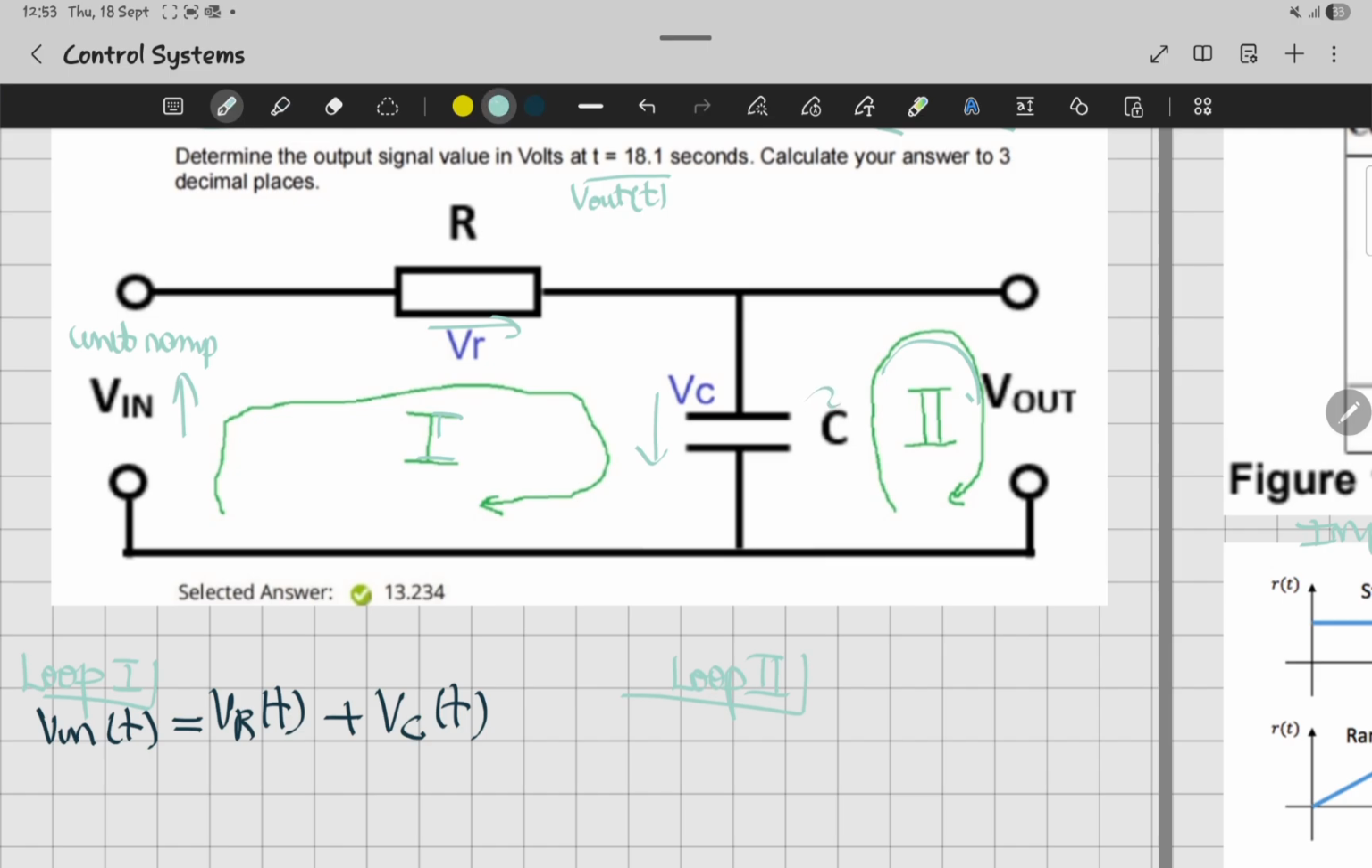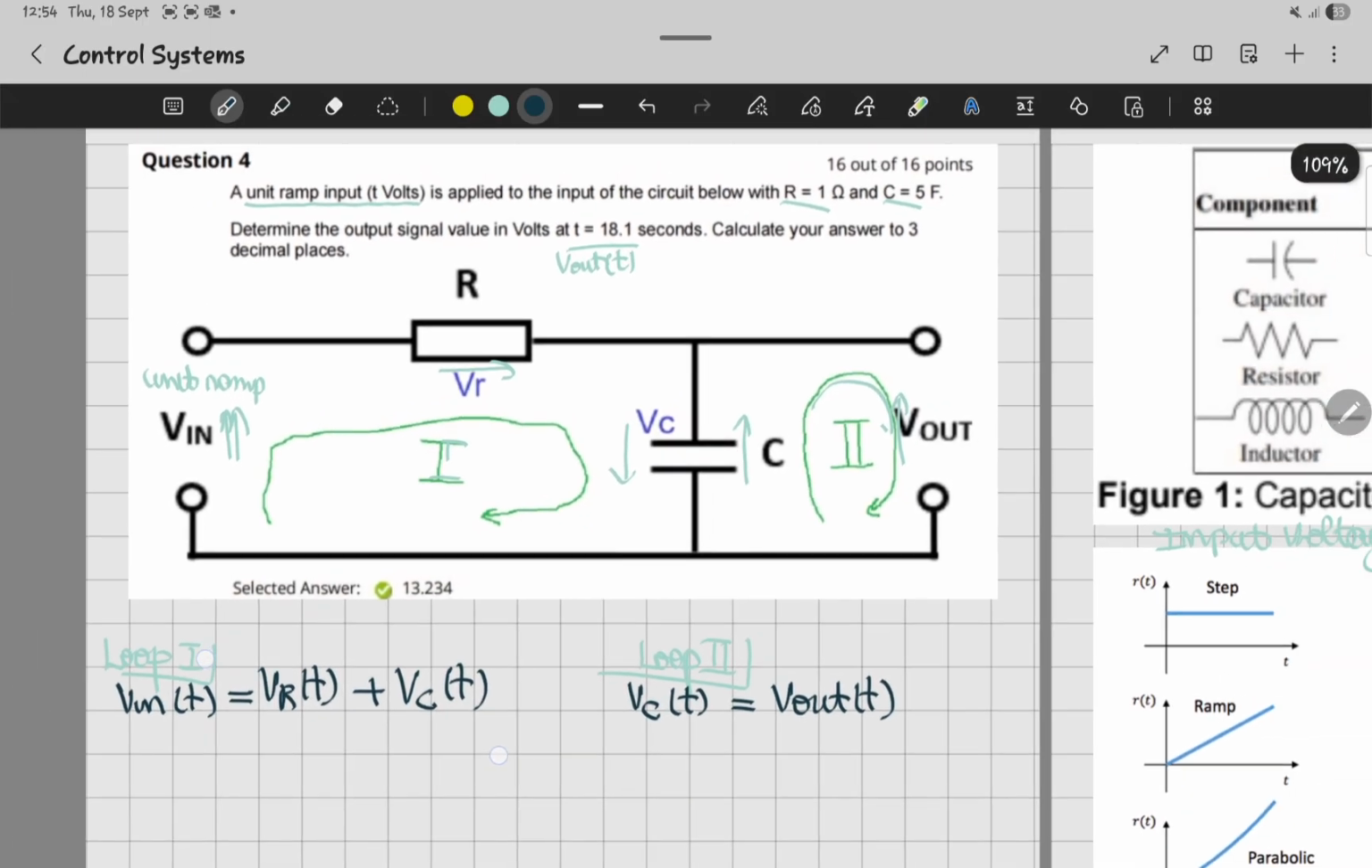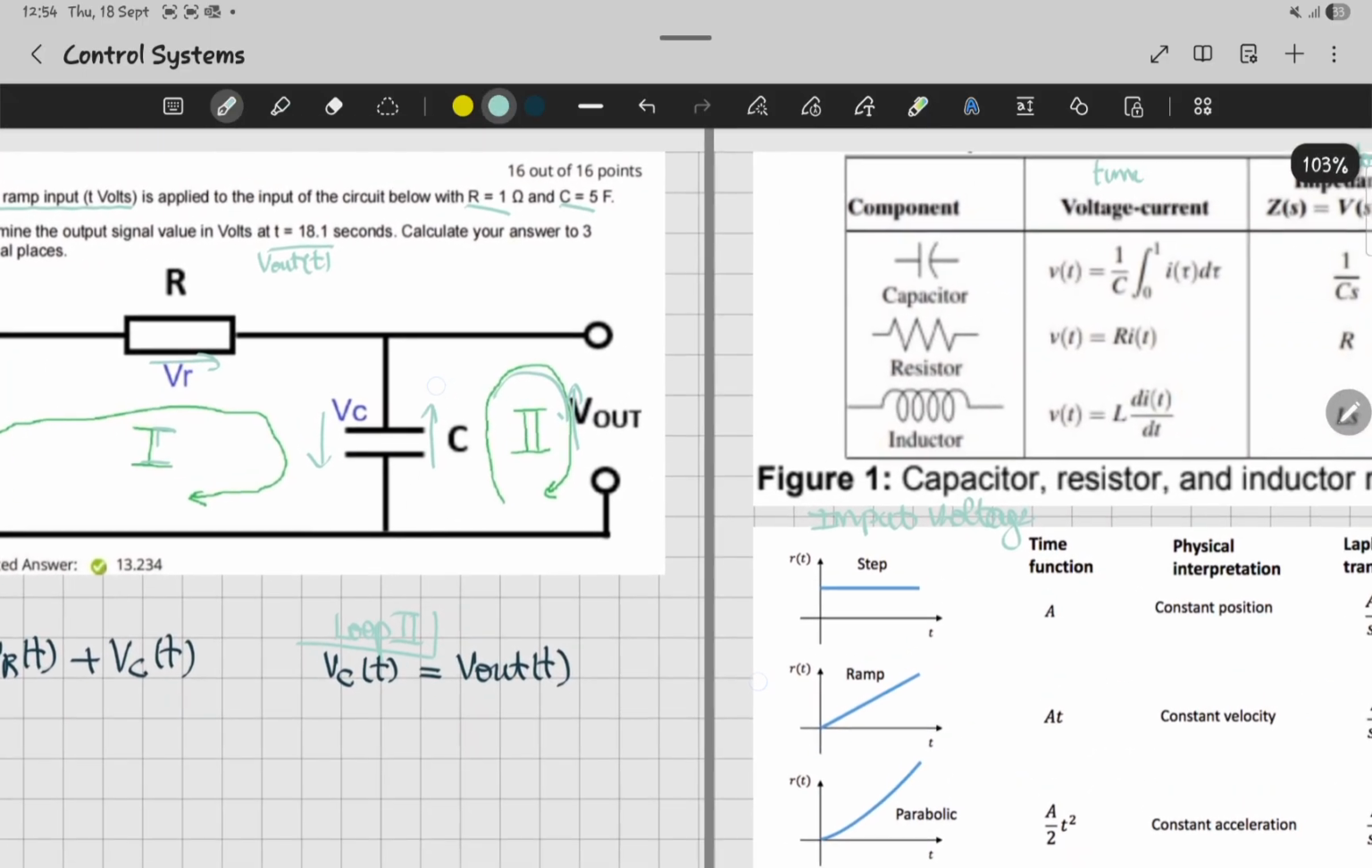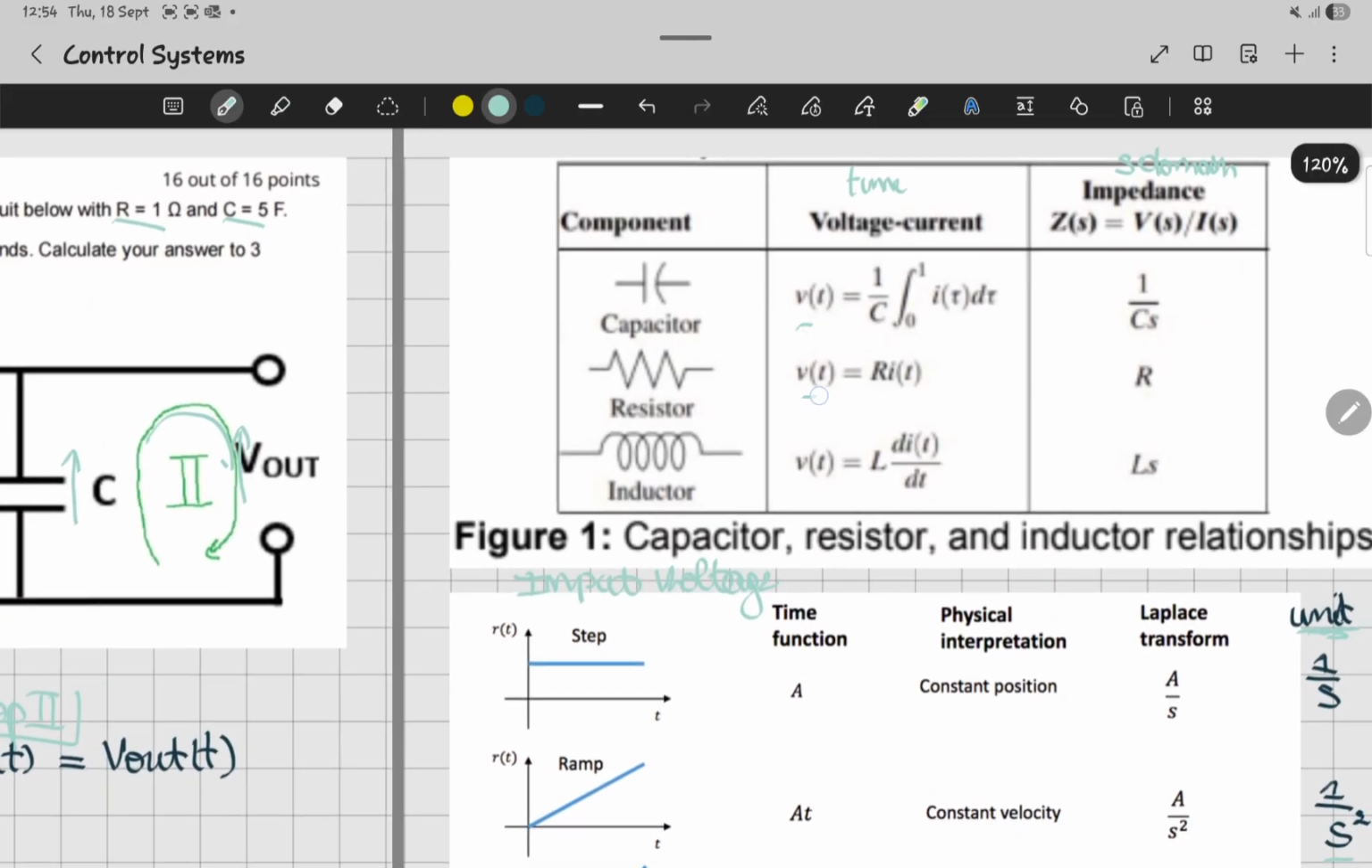The input voltage equals the sum of the voltage across the loop. On the second loop we don't have any input voltage, only the output voltage, and they are in parallel. So the voltage across the capacitor equals the voltage across the output. We write it in this form: Vc of t equals V out of t. Once you've done those parts, we're going to write them in this form.